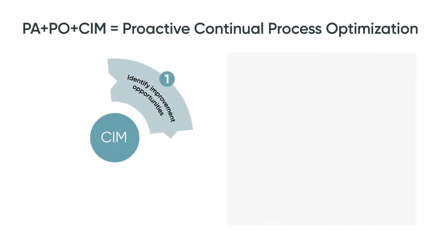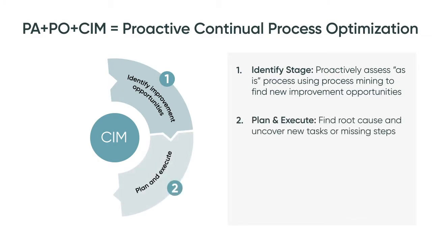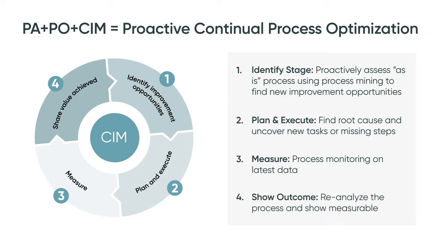At the identify stage, you can proactively assess as-is processes using process optimization to find improvement opportunities. At the plan and execute stage, use process optimization to find root causes and uncover new tasks or missing steps. At the measure stage, it provides opportunities for process monitoring on the latest operational data. In the final stage, you can reanalyze the process and show measurable achieved outcomes before and after the process is complete.